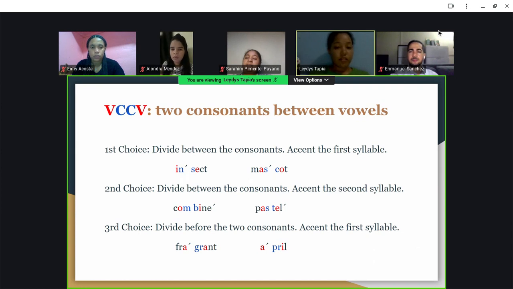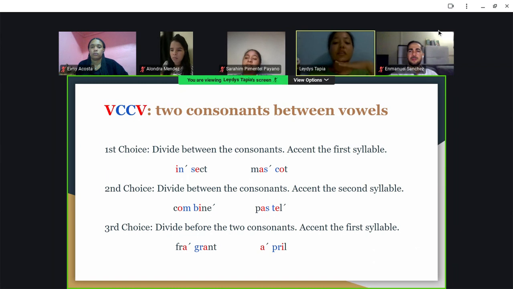So, you can first try to find the two vowel sounds. It is going to give you an idea of how many syllables you're going to be looking for. And after that, you may want to identify the pattern. In insect, we have vowel I, two consonants, N, S, and then another vowel, E.